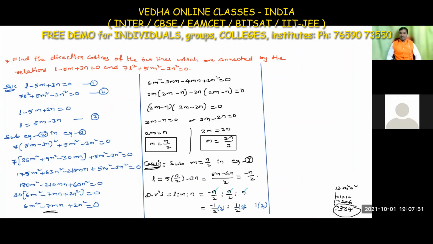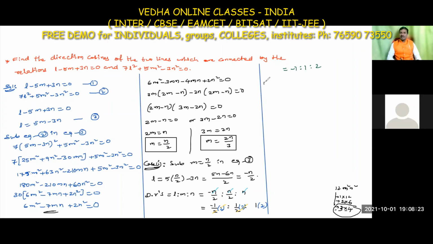I multiplied by 2 here. So now we can cancel the 2 and 2. So indirectly I am eliminating this denominator. What is my target? Just my target is eliminating the denominator. That's it. Then we get minus 1 is to 1 is to 2.